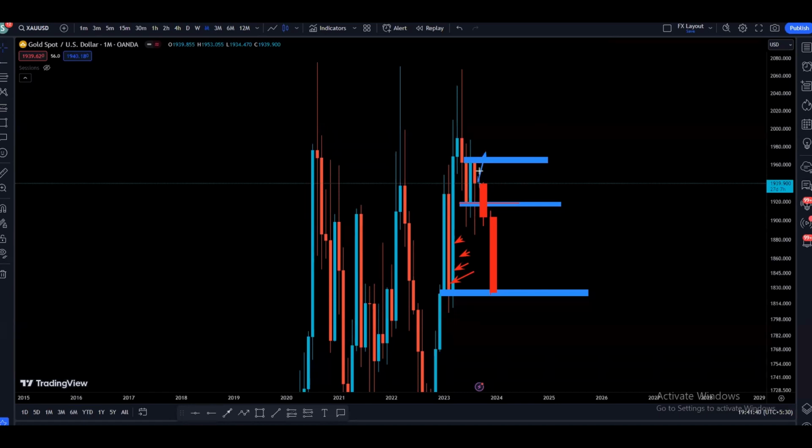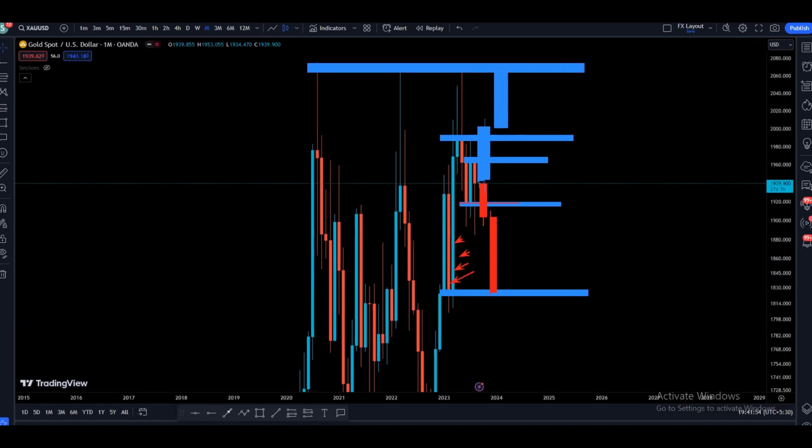But at the same time, if the next monthly candle closes above this resistance, we have the next resistance right here, right? Another resistance is pretty close by. So if you get the monthly candle close above this resistance, there will be pretty high probability for the next monthly candle to come and retest these highs. So that is on the monthly time frame.